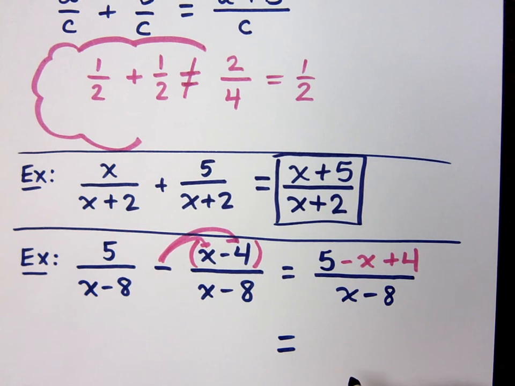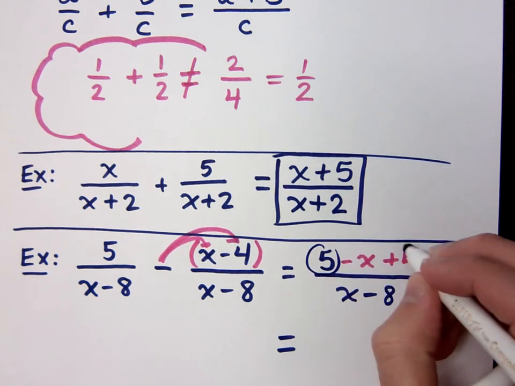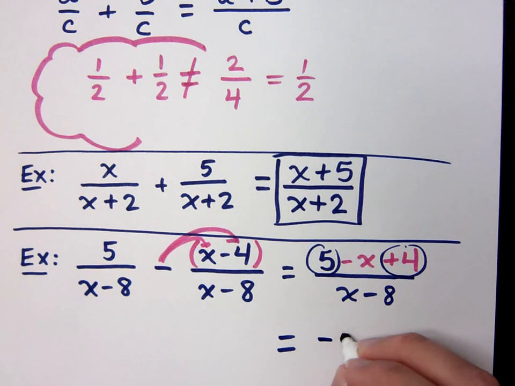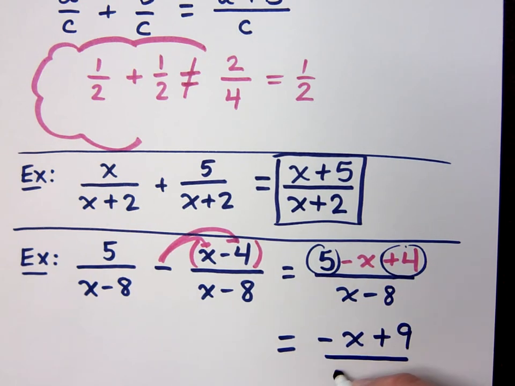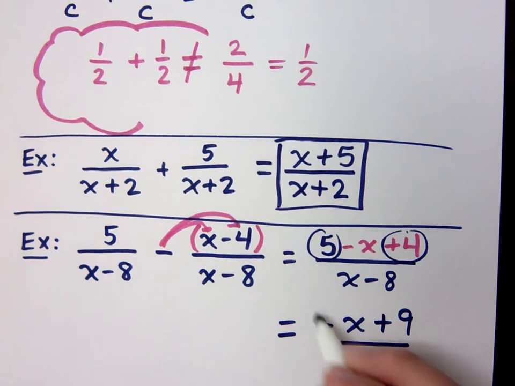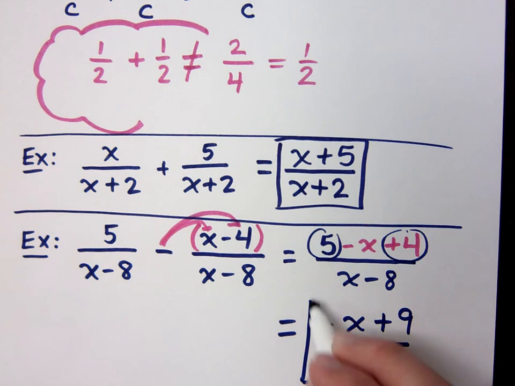So simplify this. What do you do in the numerator? Keep it the same. I will not keep it the same because there are like terms to combine. I've got 5 and I've got plus 4. So I've got a negative x plus 9, and this is all over x minus 8. That's what I meant. Yep.